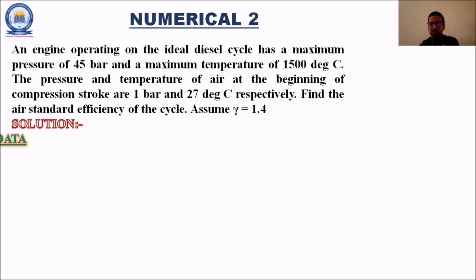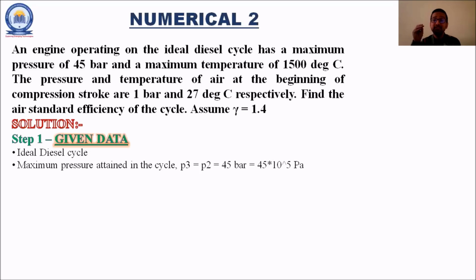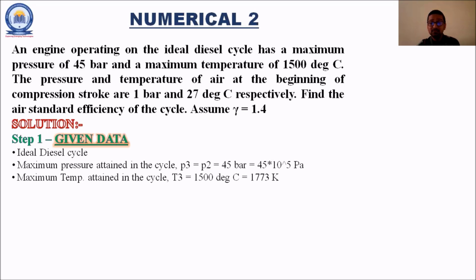So step number 1, that is the given data. Firstly, we are given that the engine is operating on an ideal diesel cycle. So I have mentioned it as the ideal diesel cycle. The maximum pressure, the same concept we have calculated in the last numerical, we have been given in this numerical. So maximum pressure attained in the cycle, that is P3, but according to the PV diagram I can write down P3 is equal to P2, that is equal to 45 bar, converting that into Pascal. And if we consider the TS diagram, you will observe the maximum temperature is attained at point 3. So maximum temperature attained in the cycle, that is T3 is equal to 1500 degrees Celsius, converting this temperature into Kelvin. Then we are given the pressure of the air at the beginning of compression, that is P1 is equal to 1 bar.